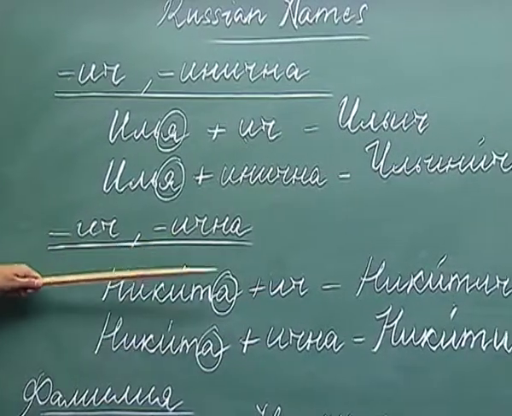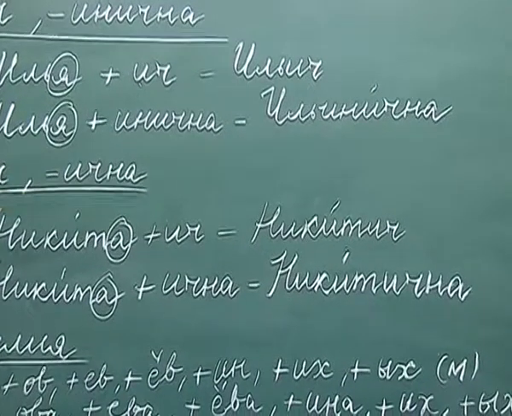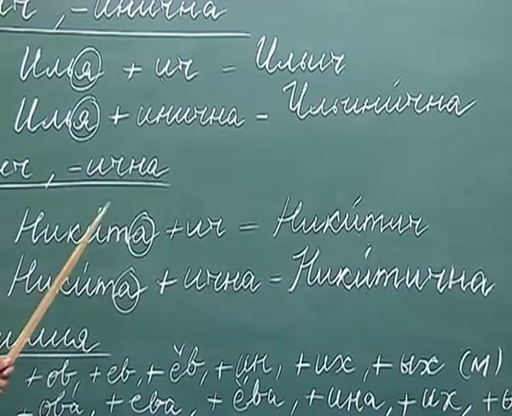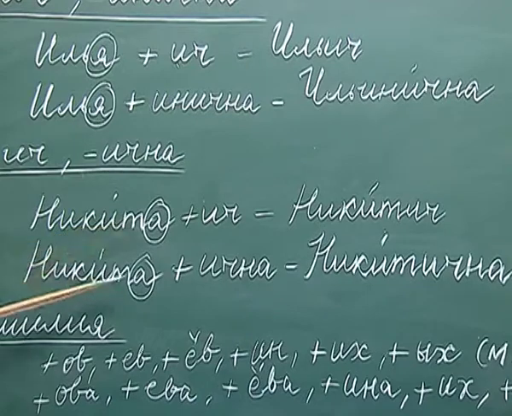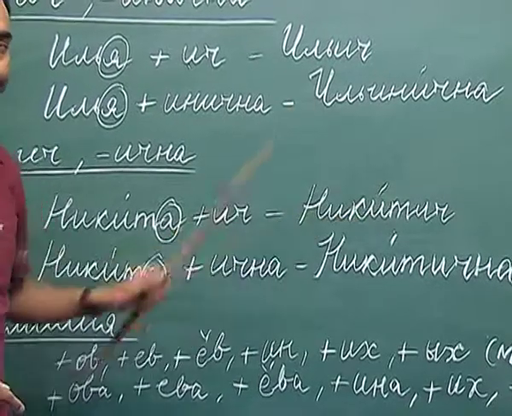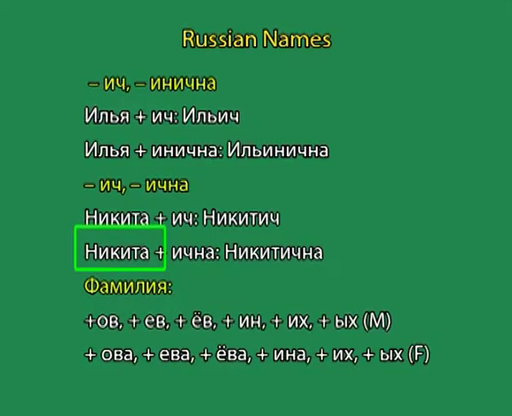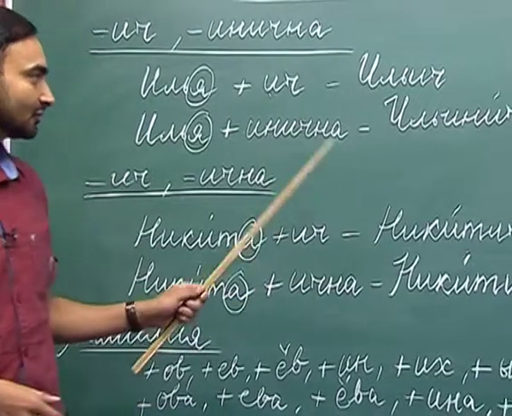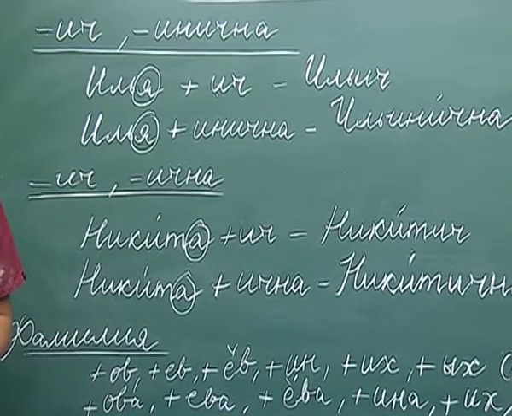The next set of suffixes are each and ichna. So, where do we use these suffixes? If a first name ends with a, for example, Nikita. Nikita ends with a. So, in this case, we will use this set of suffixes. Nikita plus each, Nikitich. Nikitich is a masculine patronymic, and Nikita plus ichna, Nikitichna. Nikitichna is the feminine patronymic. So, these were the suffixes that are used to form the patronymic from the first name.